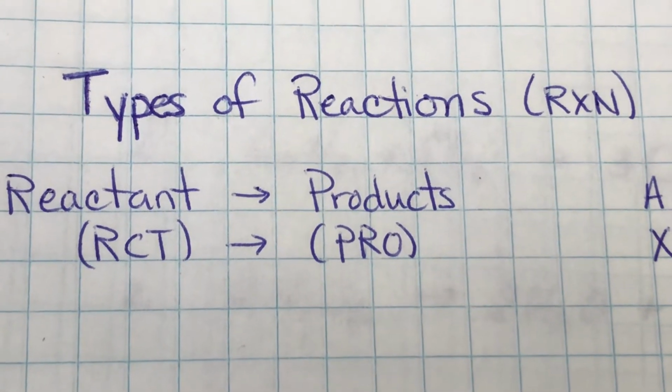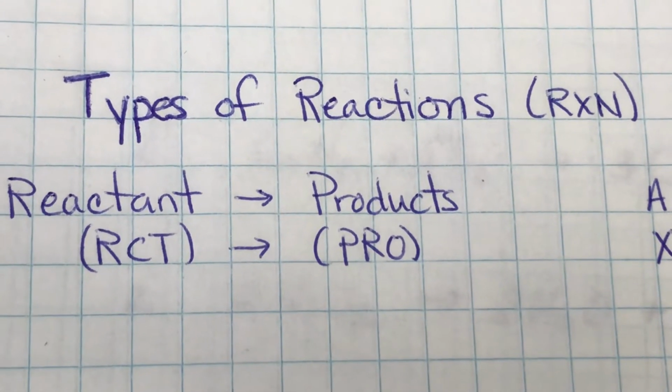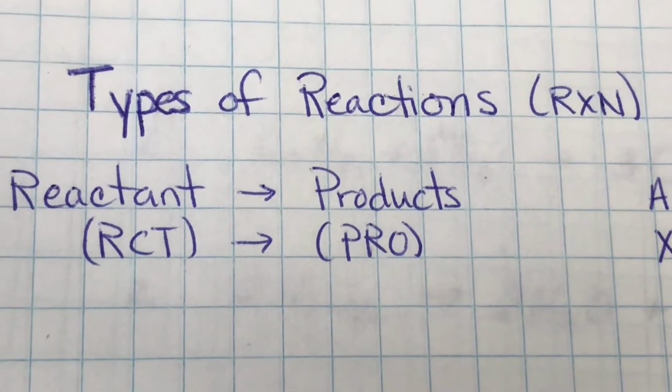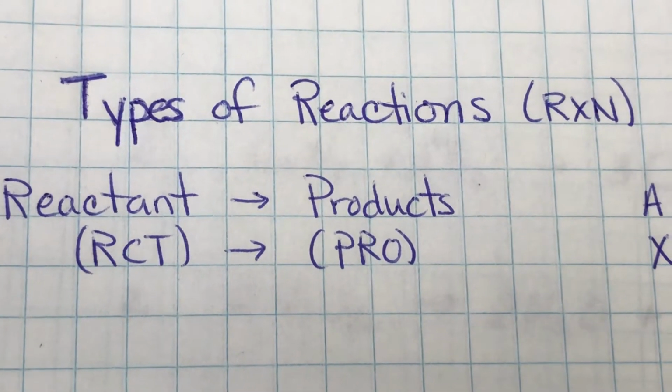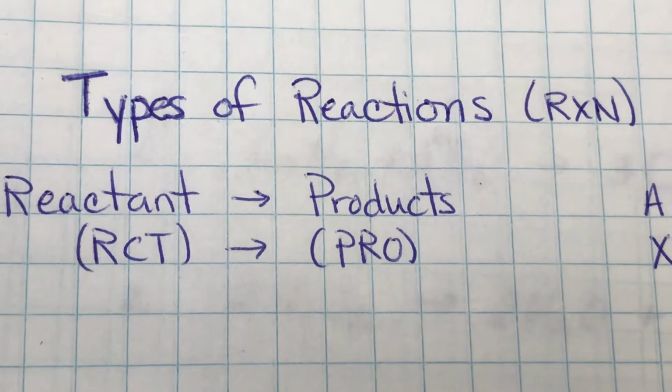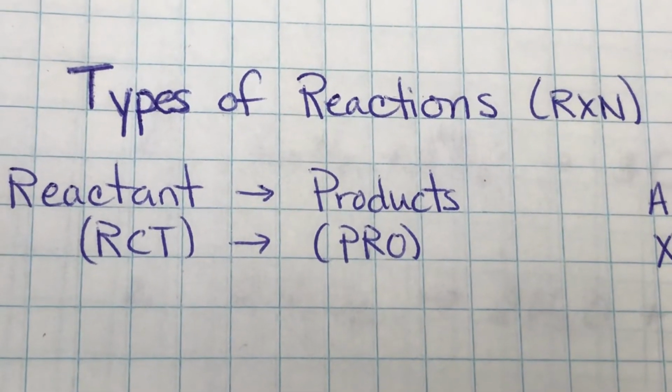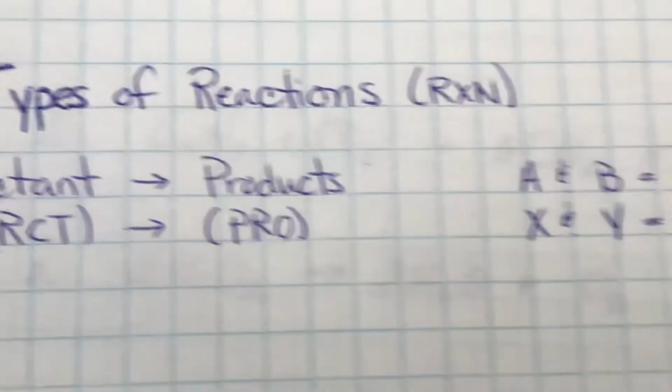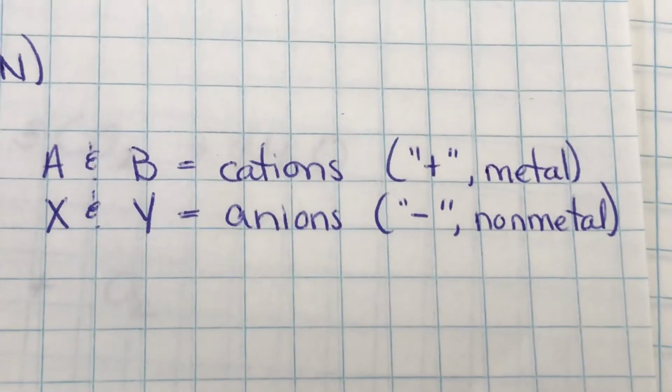This video is taking a look at types of reactions. We have reactants, yield, products. Now as we go through and take a look at our types of reactions, we're going to be making generic equations to help us better recognize these reactions. So we're also going to be taking a look at A's, B's, X, and Y's.